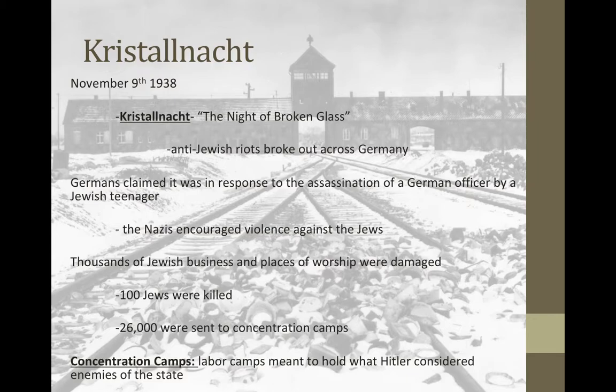And the Nazis were encouraging this violence among everyone. And so not only did it start out in one area of Germany, but then it started to spread throughout Germany, and all these riots and things occurred all throughout the country. And the violence was encouraged. And so thousands of Jewish businesses and places of worship were damaged. 100 Jews were killed this evening, and 26,000 Jewish people were sent to concentration camps.